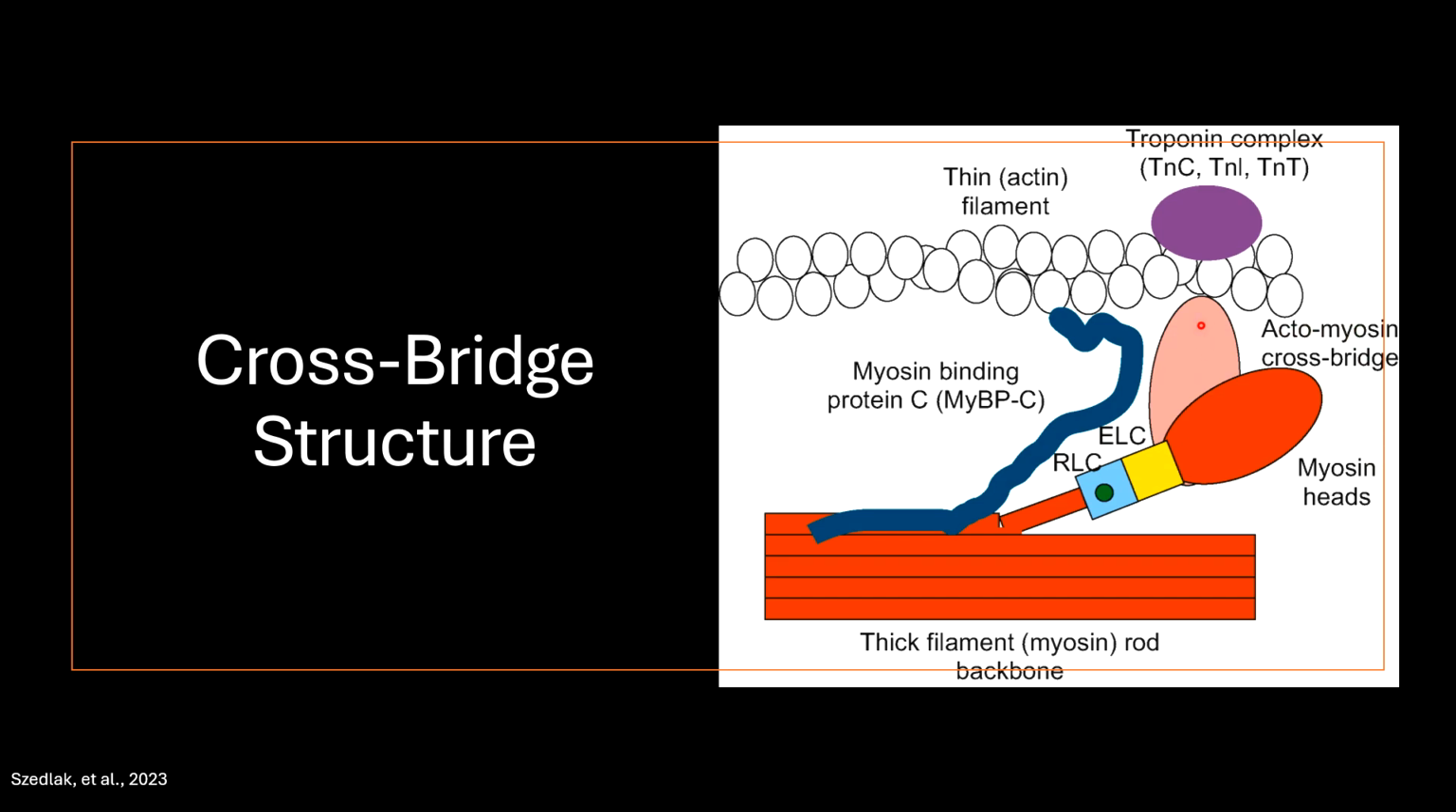The cross-bridge structure broken down at the molecular level just shows how electrical events control the mechanical force by regulating calcium and giving access to actin binding sites, giving the direct link from the action potential to the contraction strength.